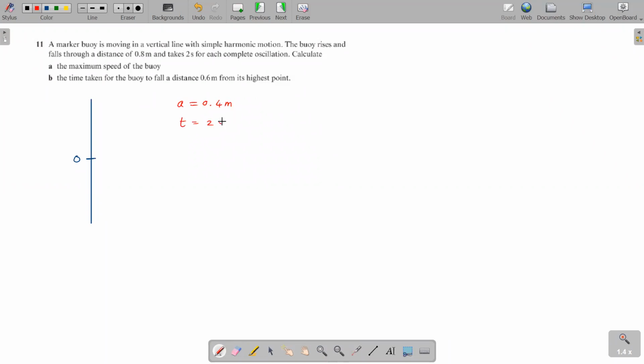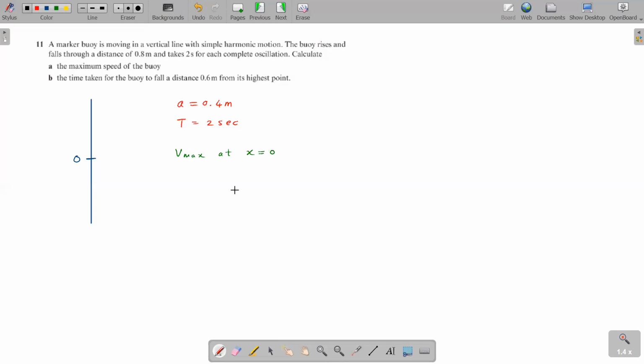Time taken is 2 seconds. The periodic time, capital T, not just t, is 2 seconds. Calculate the maximum speed of the buoy. How do we find the maximum speed? Where does the maximum speed occur? You know the rules of SHM; we explained this in the previous part. Maximum speed always occurs at which point in SHM? Vmax occurs when x is 0.